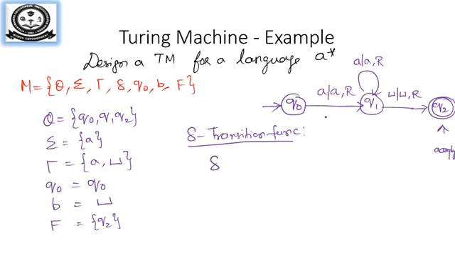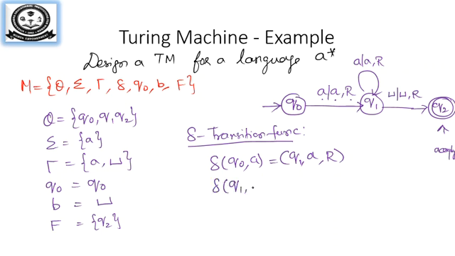So tau for the input Q0 with the input string A, I will be going to Q1 with the same input A to the right direction. So simple: input symbol, return symbol, direction. The return symbol will come in the right hand side and the input symbol will come in the left hand side with the tau function.